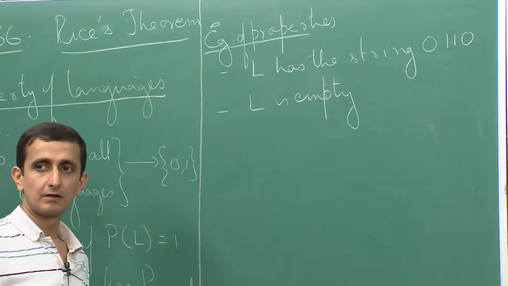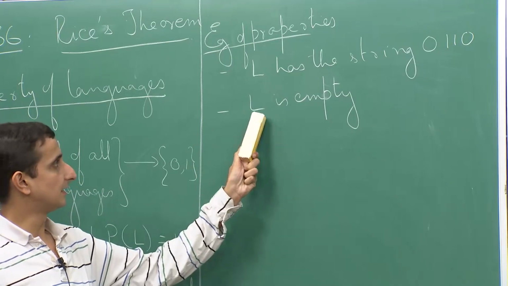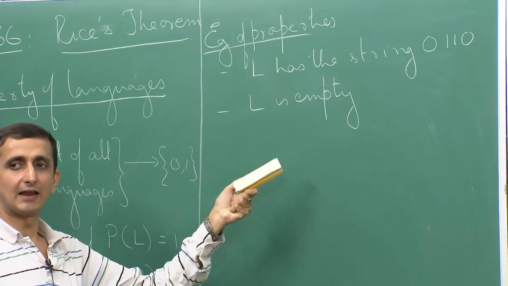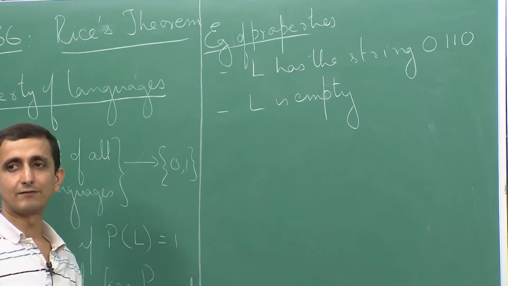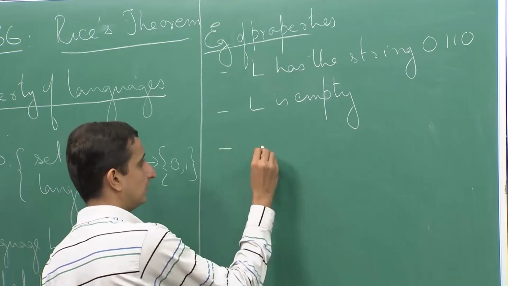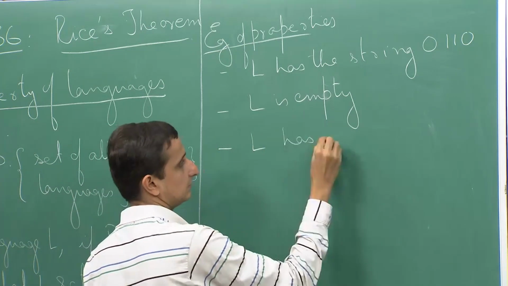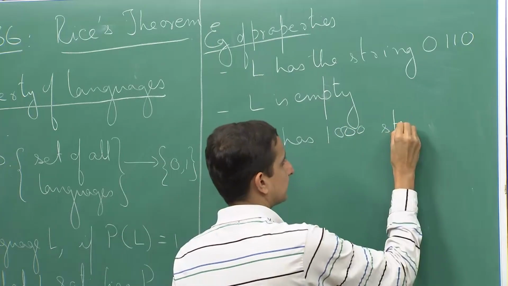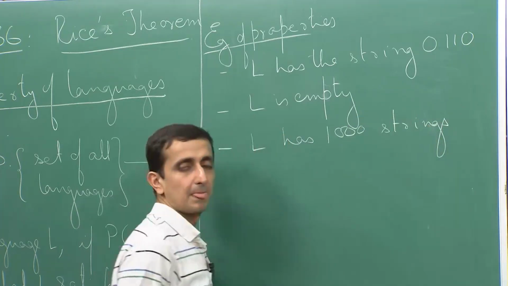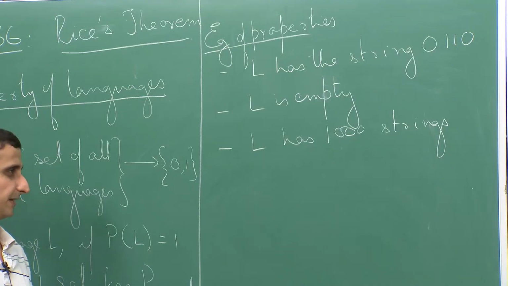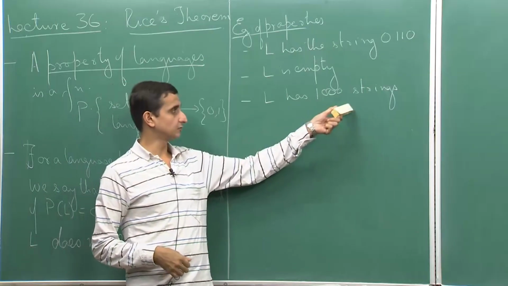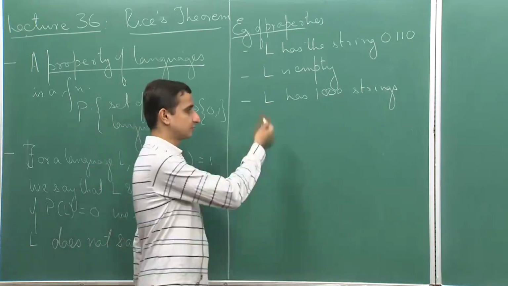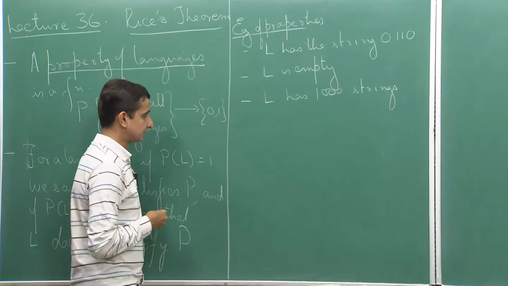L is empty. Basically languages which are empty satisfy this property; in fact there is only one empty language, so that is the only language which satisfies this property, all other languages will not satisfy this property. L has 1000 strings. Once again there are a finite number of languages which have so many strings. Other languages have either less or more number of strings, and so on. So, you can have lots and lots of properties.